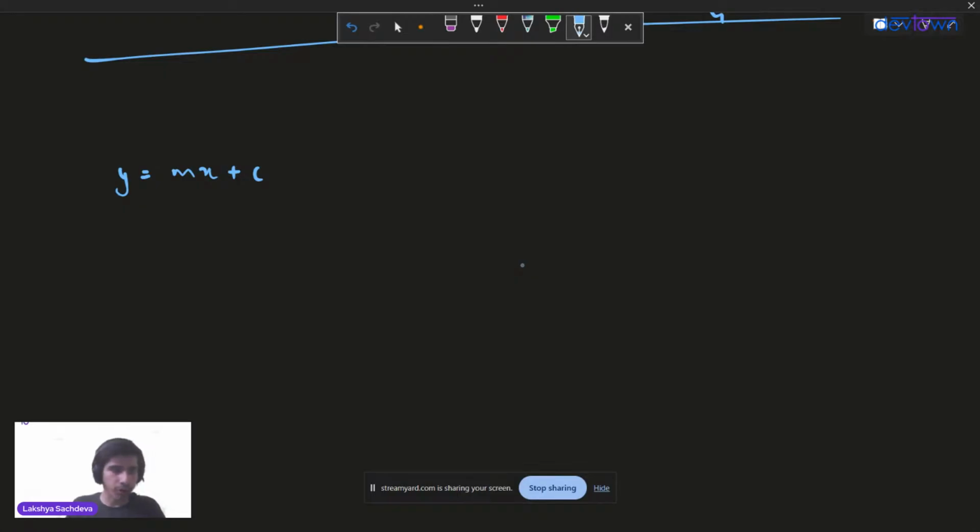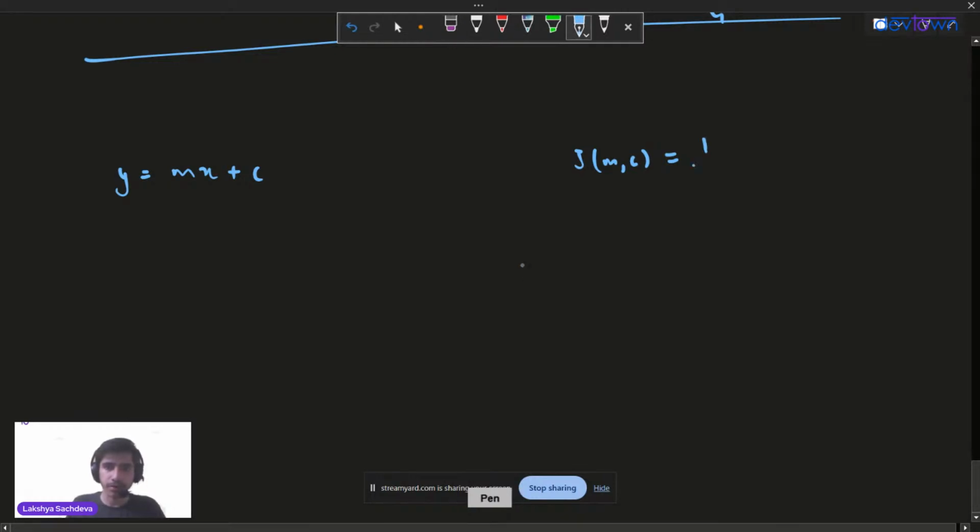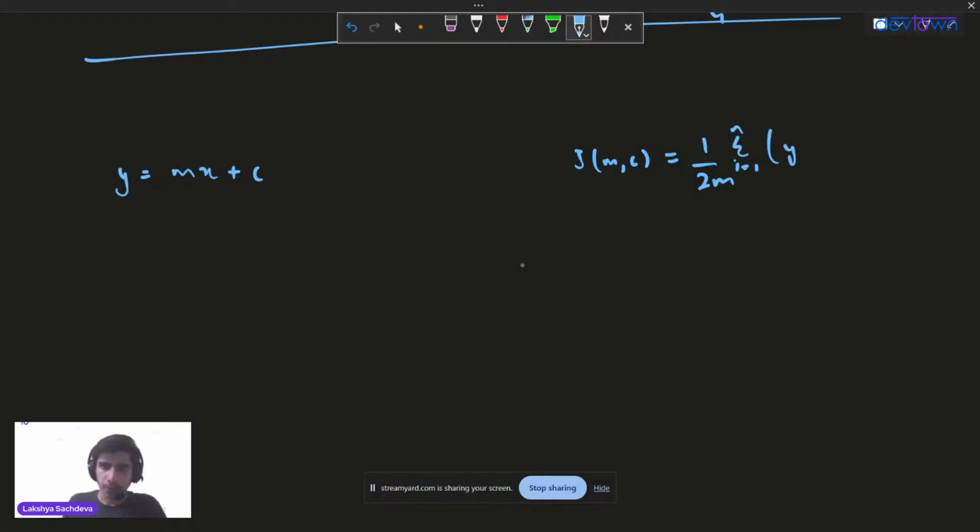So what is our cost function? The cost function J of m comma c is equal to 1 by 2m outside, summation of i equal to 1 to m, of (y hat of i minus y of i) whole square. Okay, sir. This is our cost function.